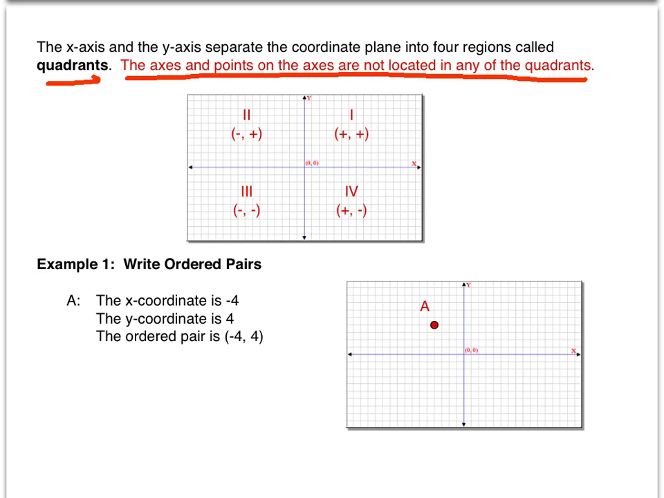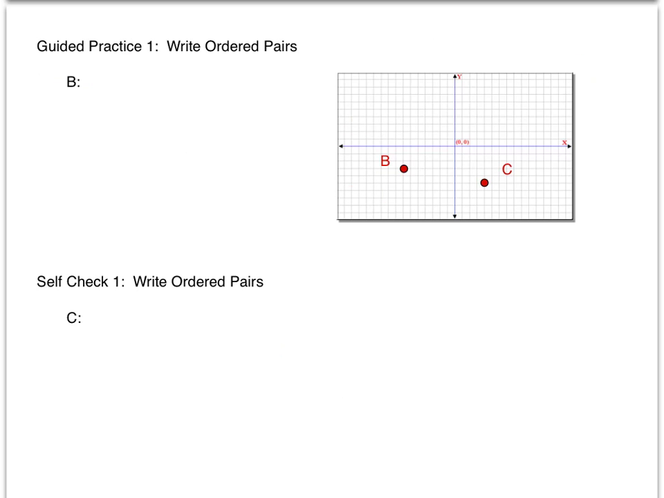Now I know we just did this in section 1.6, but this time we're going to have some negatives involved as well. So point A is located at x equals -4. We start at the origin and we go to the left 4, and the y-coordinate is up 4, so the ordered pair is (-4, 4). Let's look at a couple together.